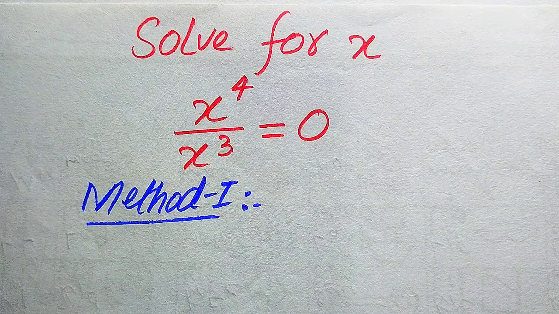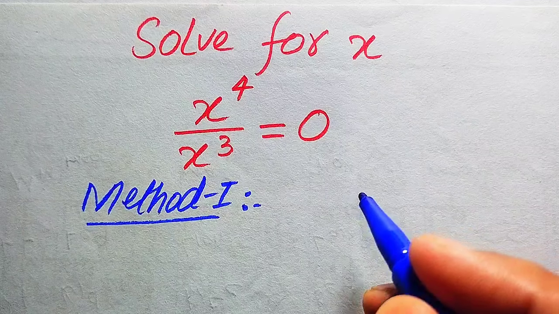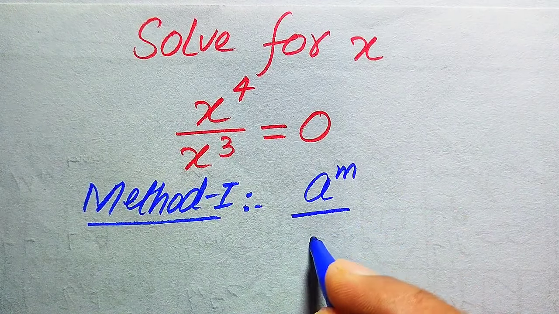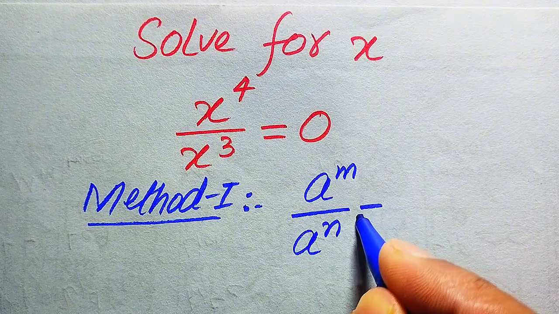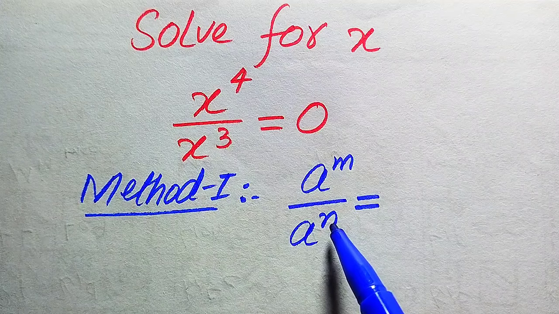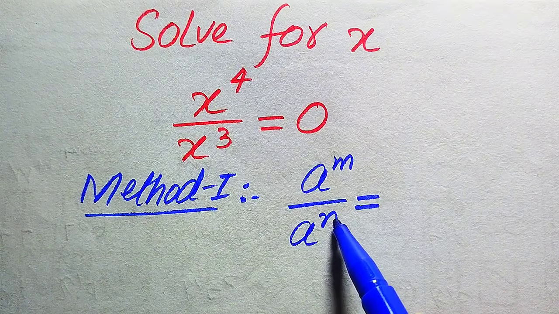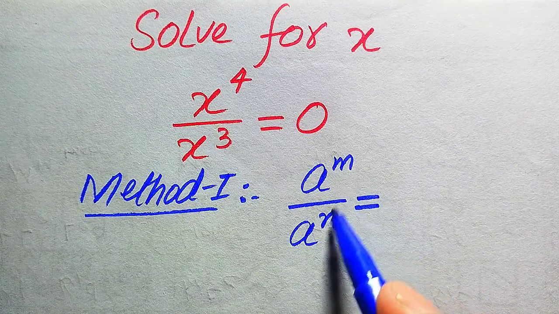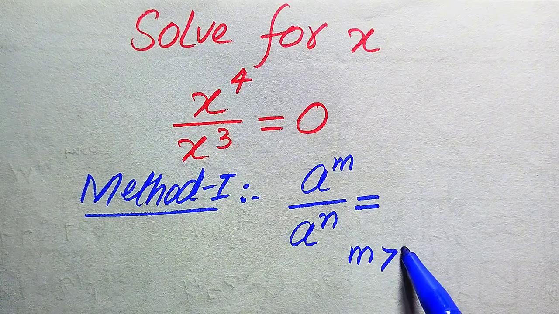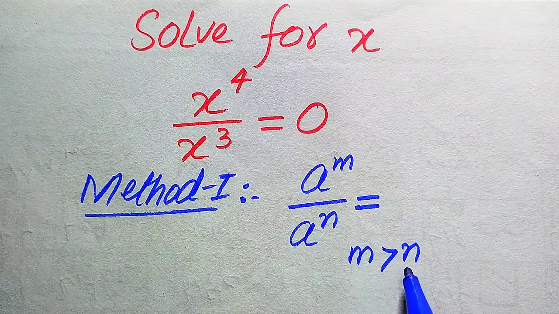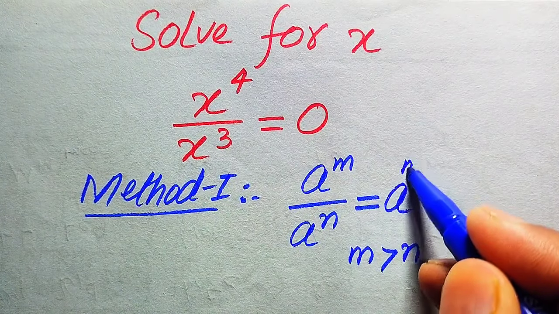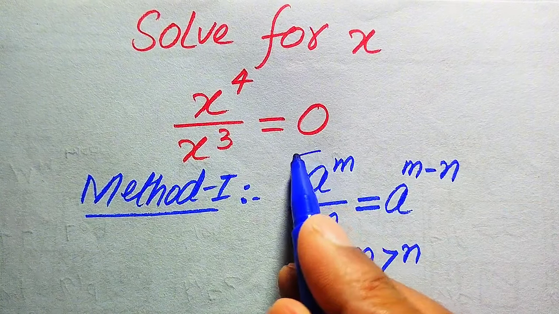Now we move towards our first method, and in the first method we use this nice exponential law. You know that if we have a to the power of m divided by a to the power of n, you remember one thing: we move the smaller exponent towards the bigger exponent. In this exponential law the condition is m is greater than n. So if m is greater than n, then we move n towards m, and it is written as a to the power of m minus n.